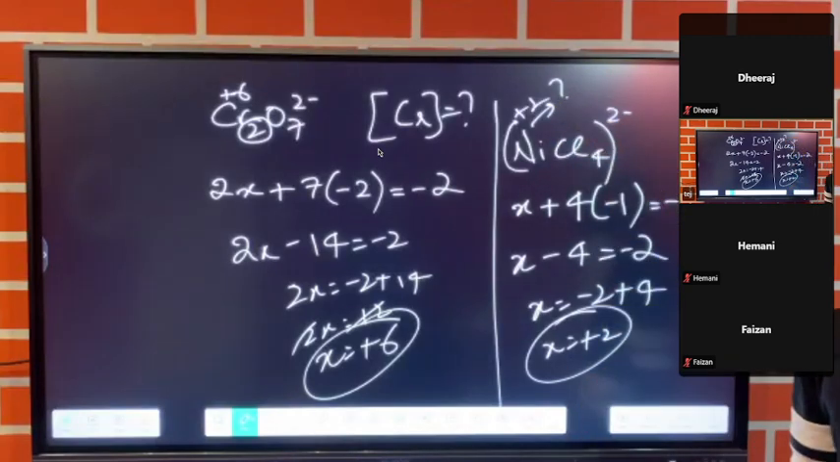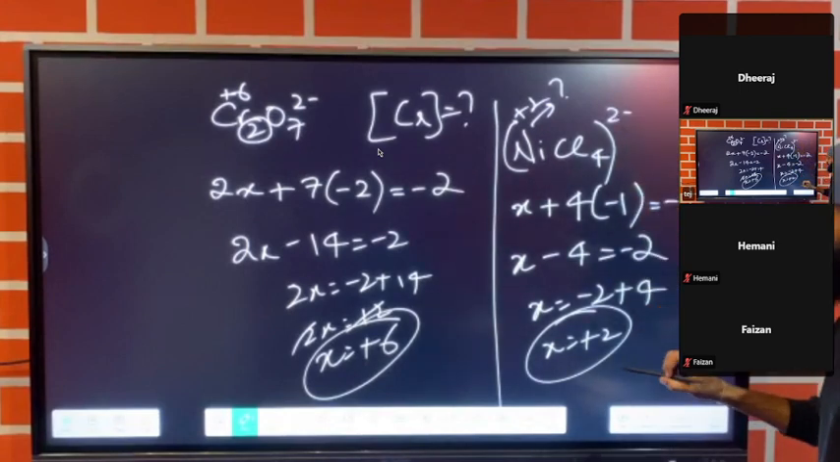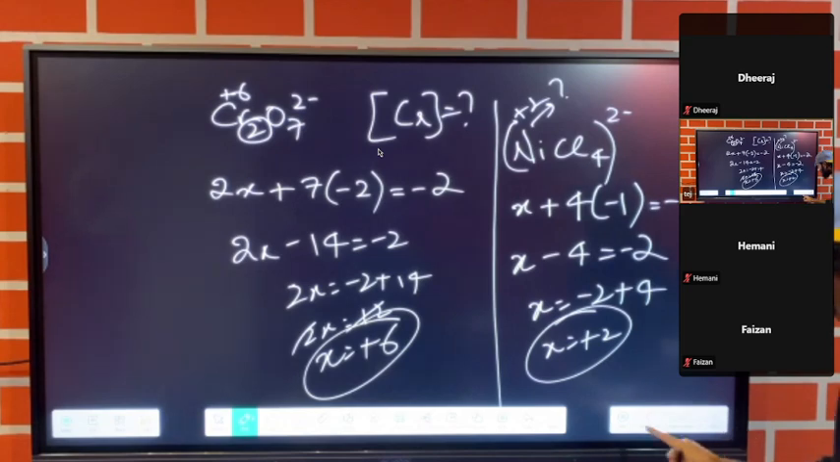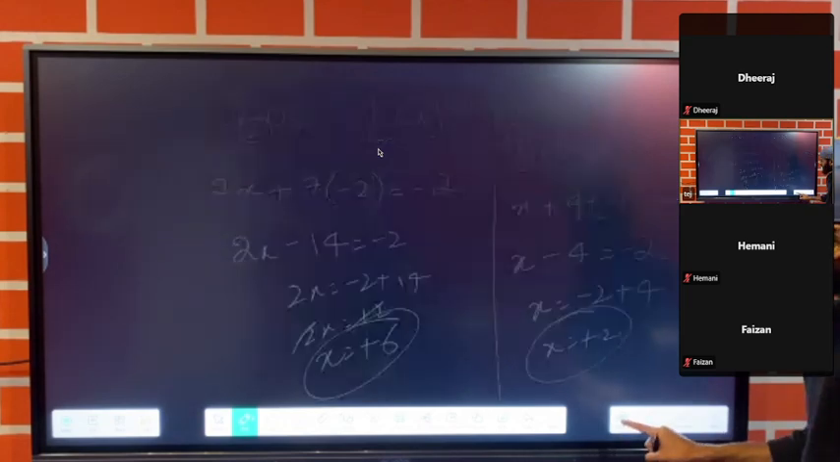If you ask me, sir, will nickel have the same answer or the same valency every time? No. It can keep on changing. It has the right to change. You cannot question it. Okay? It can keep on changing. Remember this. Now, this was about NiCl4 2 minus. I'll give another example also, with the same nickel.